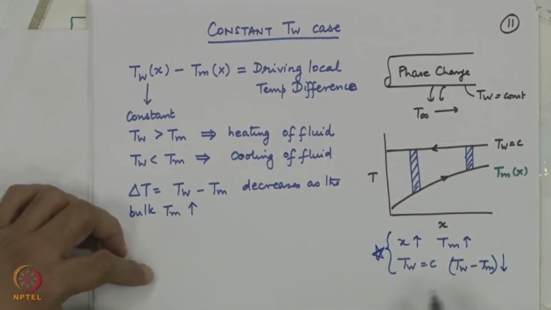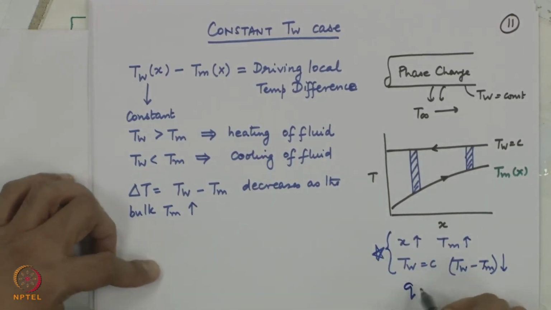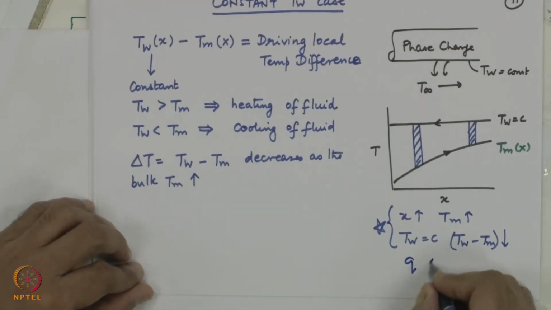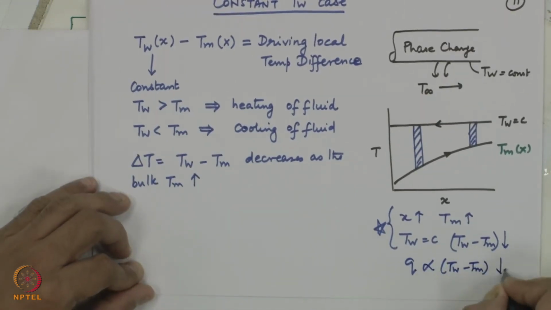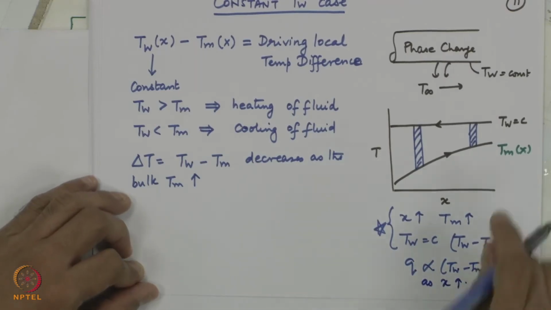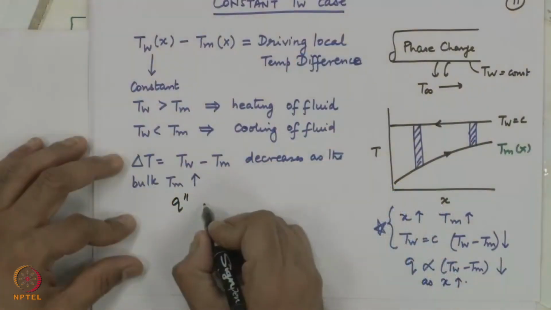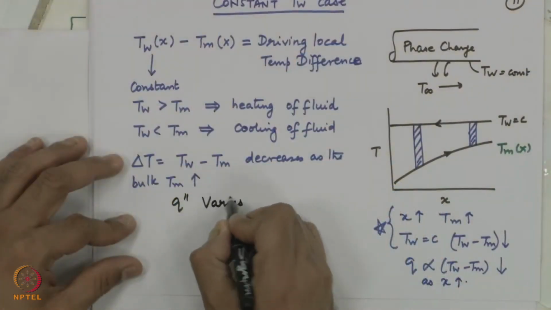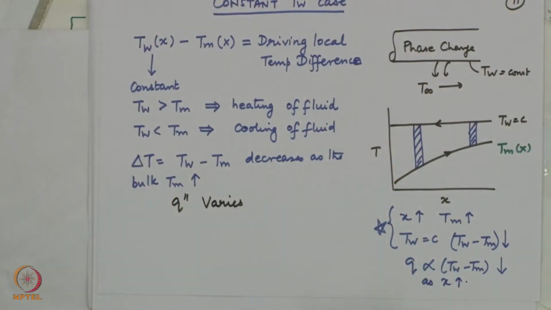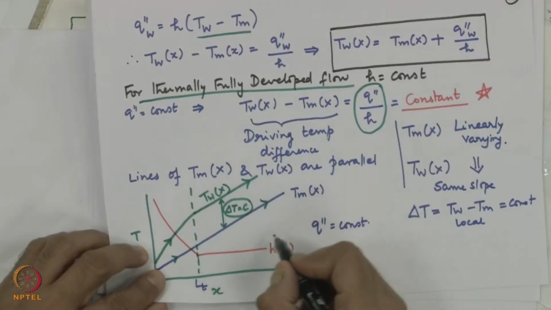What does this tell me? Heat transfer rate Q or Q double prime, which is directly related to T wall minus T bulk mean, decreases as x increases. So, having a constant wall temperature case implies heat flux, Q double prime, varies. What was it here? Heat flux was constant.